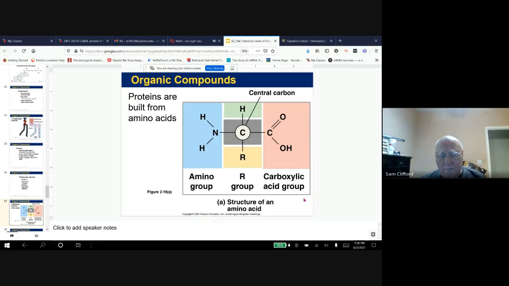The basic building block of proteins is an amino acid. So you should know that the amino acid has a central carbon, a carboxyl group, and an amino group. You should recognize this structure. You should recognize this carboxylic group and this amino group. So the building block of proteins is the amino acid.